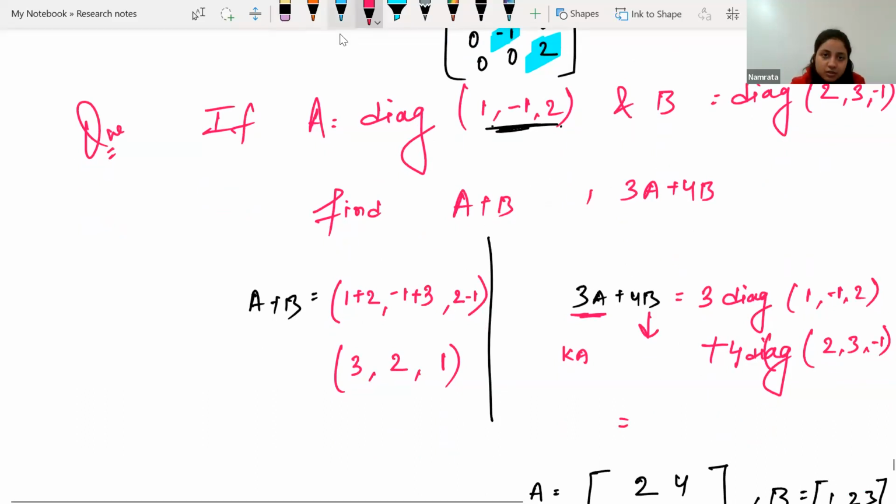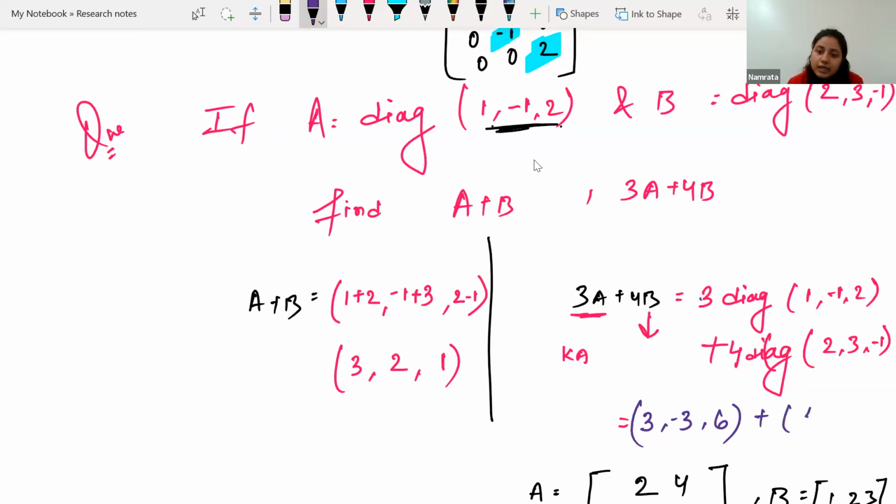So the first matrix will be 3, then 3 with minus 1, minus 3, then 3 with 2, 6. The other one will be 8, 12, and minus 4. Now we can do the addition easily, right? Let me check the next concept over here.